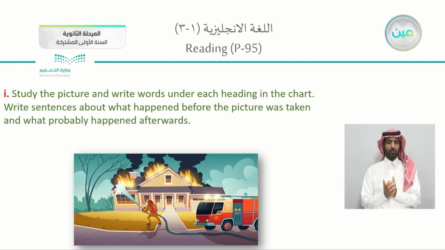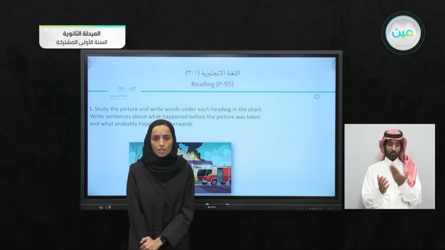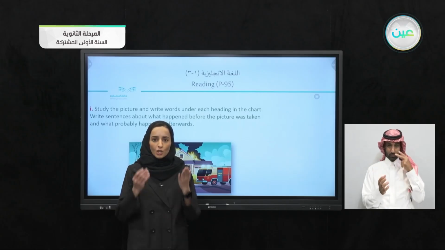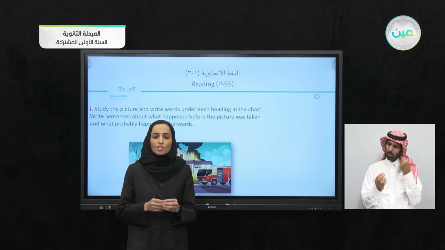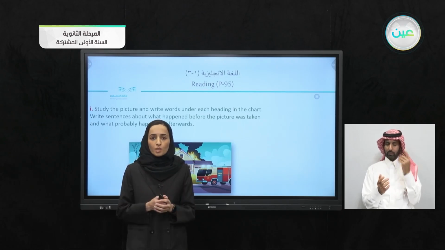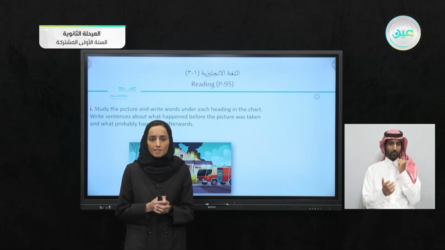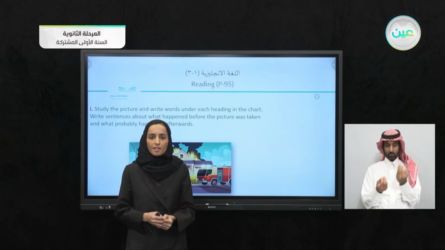Study the picture and write words under each heading in the chart. Write sentences about what happened before the picture was taken and what probably happened afterwards. The first thing you do when you are in front of a picture is study the picture, looking closely at it, and try to come up with at least some words. Try to understand the relations within the picture.